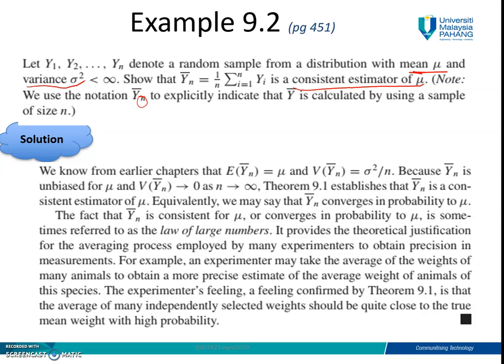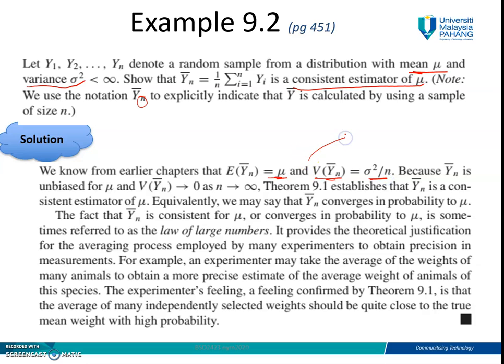This is based on previous knowledge that you have learned, some theorems from the previous chapters, which sometimes you will use in order to solve problems. If you look at the solution here, from the earlier chapter, from the central limit theorem, the sampling distribution, you already know that the expected value of Y bar n gives you mu, and the variance of Y bar n gives you sigma squared over n.